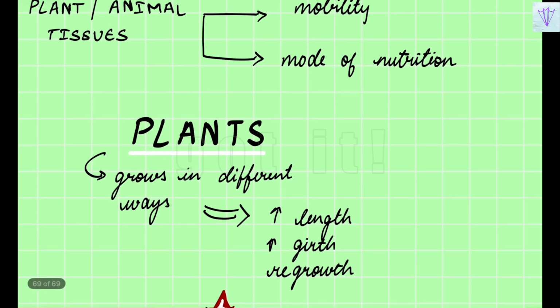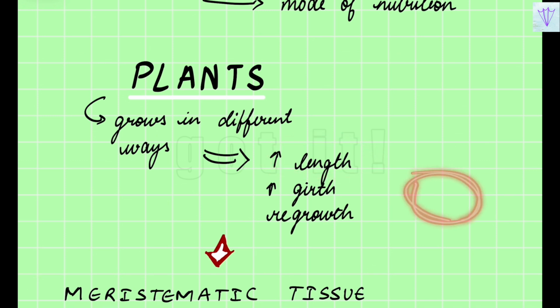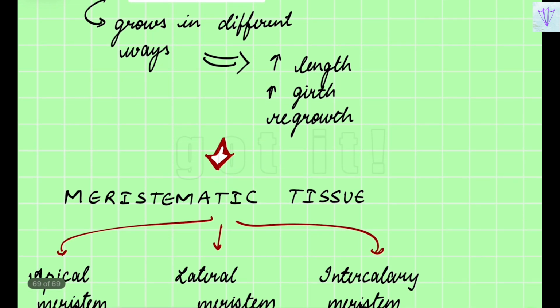First, plants will grow in different ways: in terms of their length, in terms of their girth, and in order to regrow. Once you cut a branch or something, how will it regrow? These are the three ways in which a plant grows. In order to understand this, you need to understand the very first, that is the meristematic tissue.